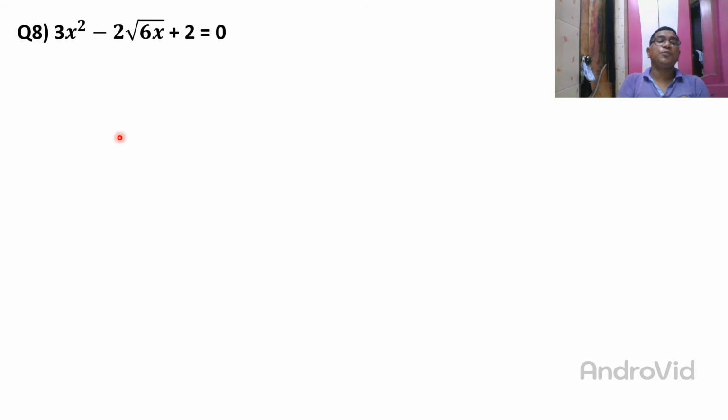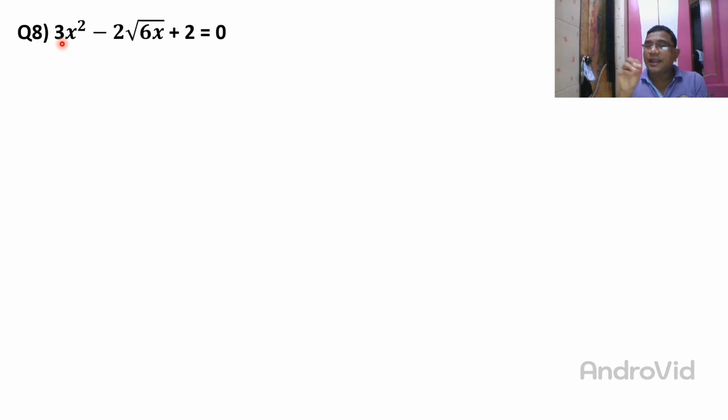So this is the 8th problem: 3x square minus 2 root 6x plus 2. See, in this problem, the first term coefficient is 3.